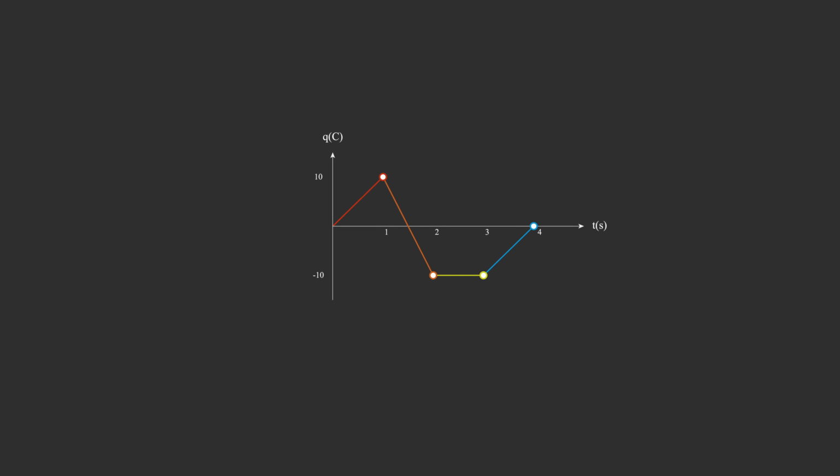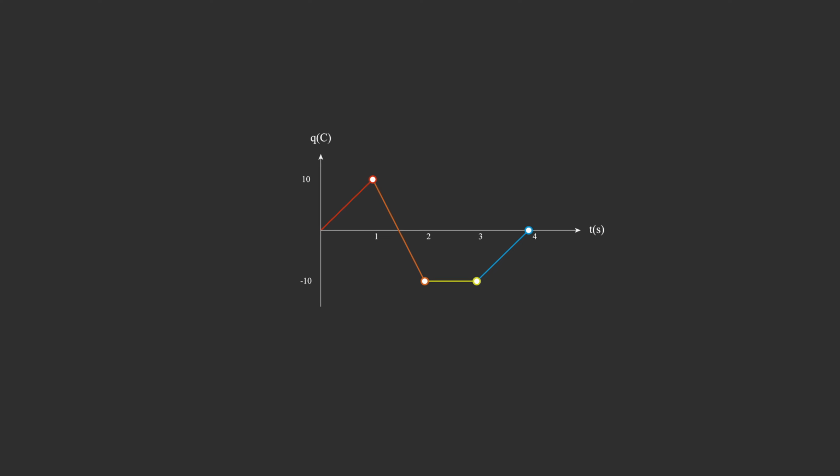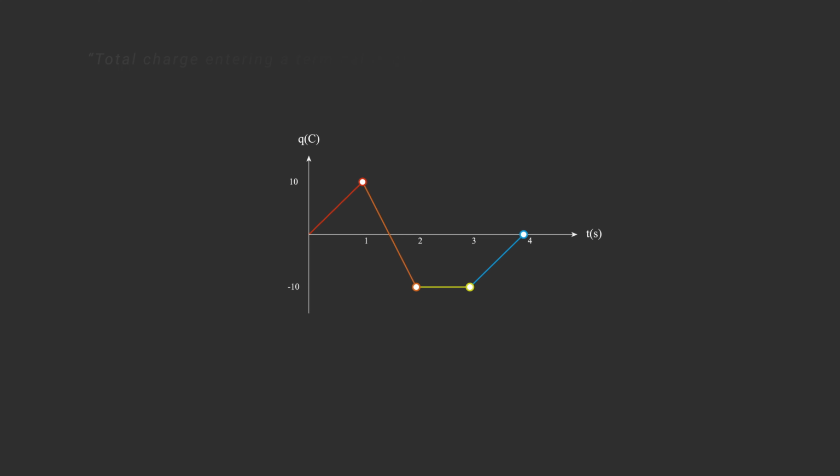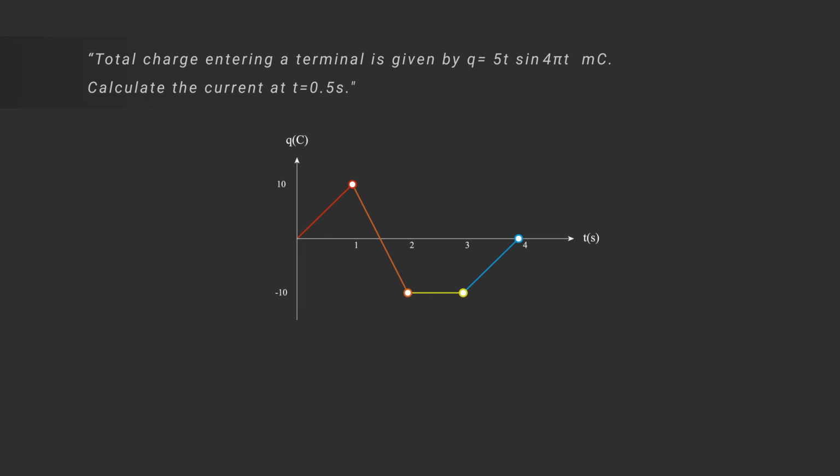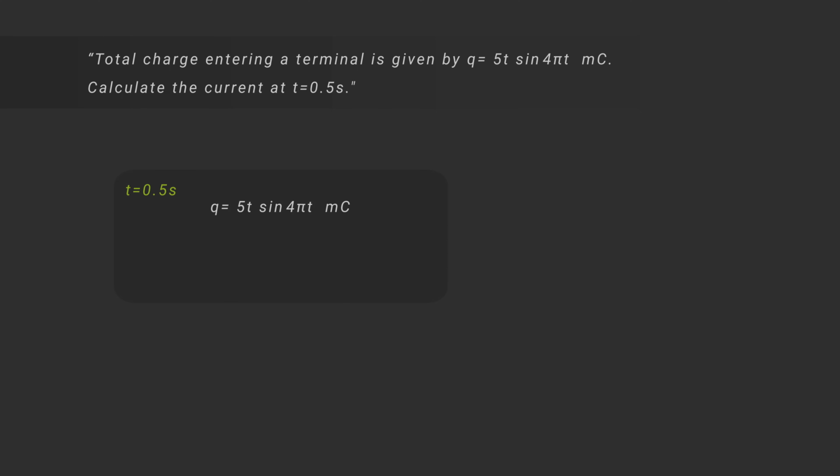In the last problem, the change in charge over time was described using a graph. But this time, it's a bit different. We are working with an equation. This equation lets us calculate the total charge entering the terminal at any moment by just plugging in the value of time. For example, if we plug in 0.5 seconds, the charge comes out to be 0.